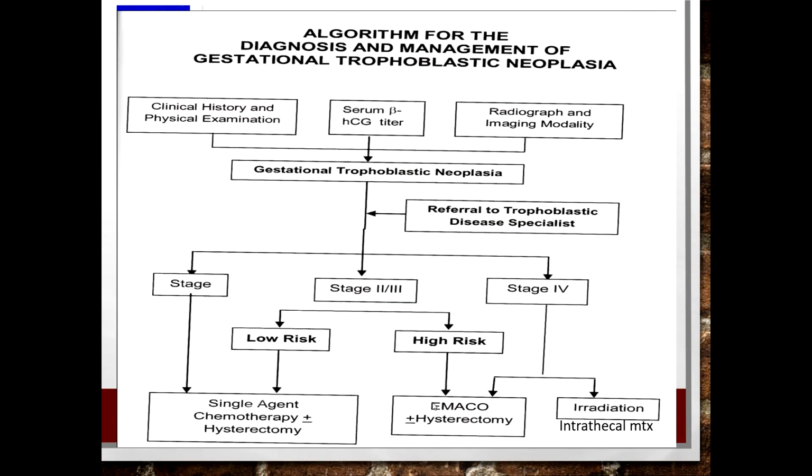So this is an algorithm again for the diagnosis and management of GTN. We have to remember clinical history and physical examination, the serum beta-HCG, and the imaging modality. Once you are given the impression of a GTN, you should refer this patient to a trophoblastic disease specialist. So you have to remember stage 1, low risk, stage 2 and 3, low risk: we give single agent chemotherapy with or without hysterectomy. For stage 2, 3, high risk, and stage 4, EMA-CO with or without hysterectomy, irradiation, or intrathecal methotrexate.